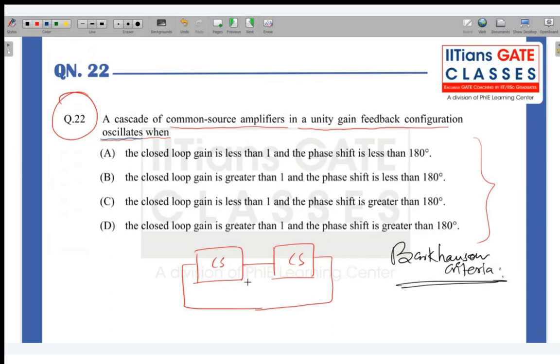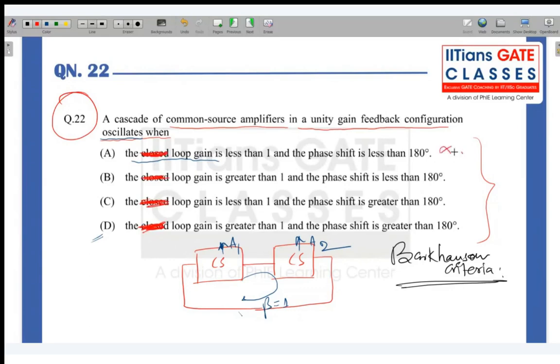Loop gain means this: suppose this gives you the gain A1, this gives you the gain A2, and beta is already unity here. So you find the loop gain, but in the option they have mentioned closed loop gain. This is actually wrong. In the answer key they have mentioned that D is the correct option, but if they remove this word closed loop, then you can get the answer correctly.